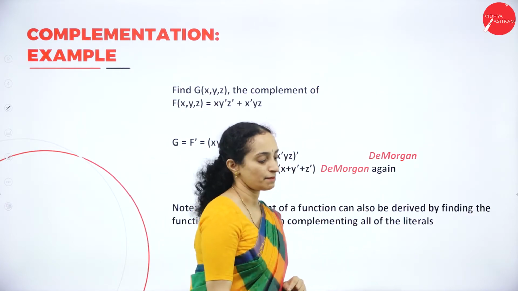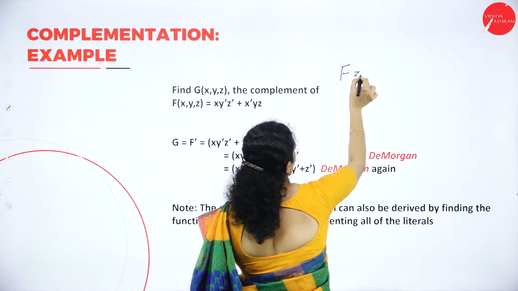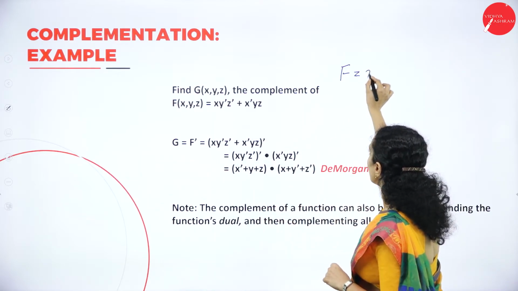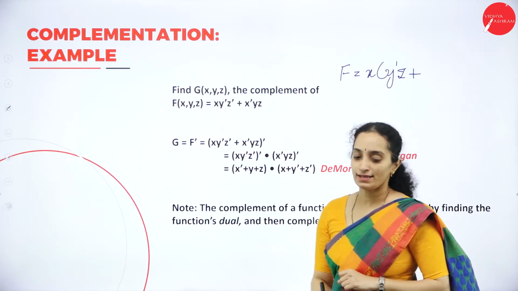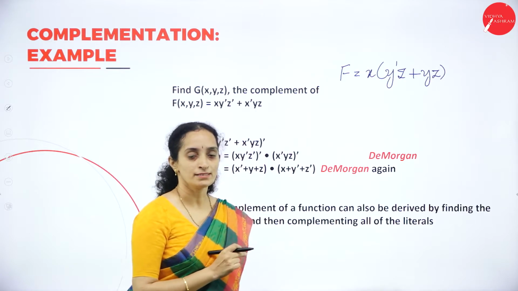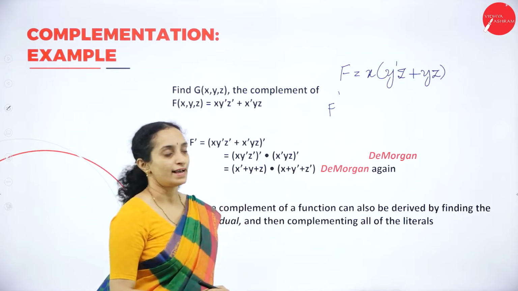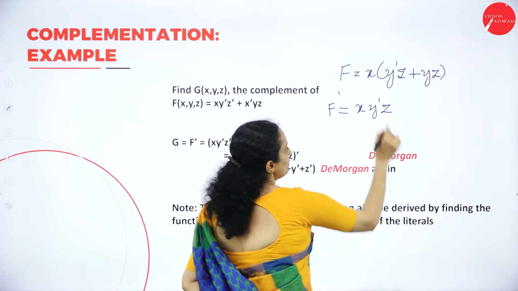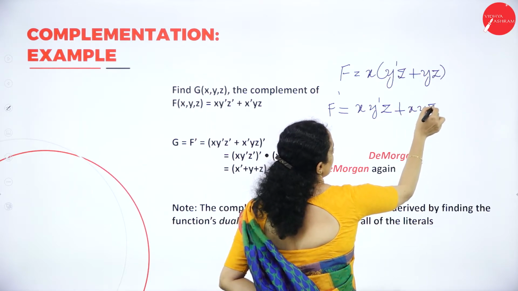We will take another example. F equals x into y dash z plus yz. How do you perform the complement of this system? F dash equals, you multiply it, x into y dash z plus x, y, z.